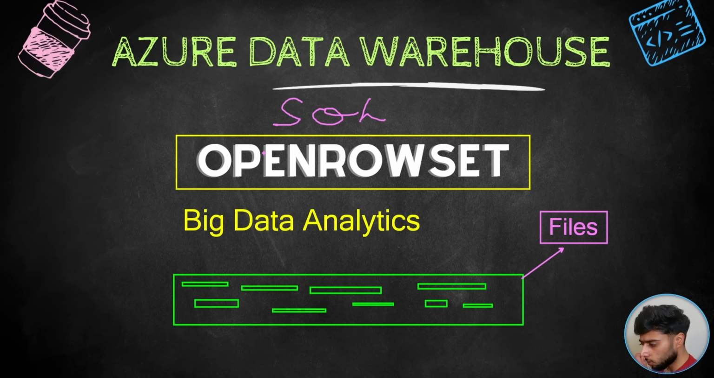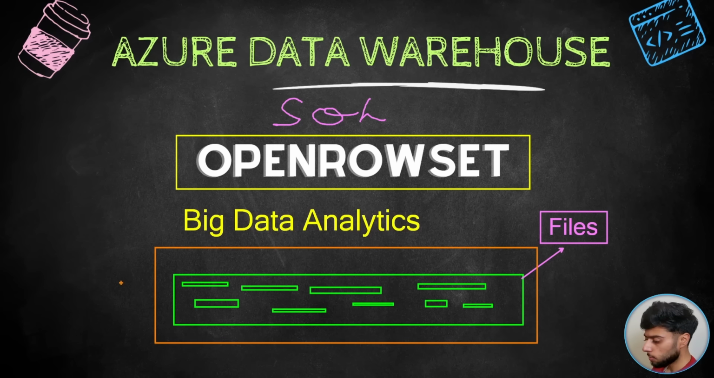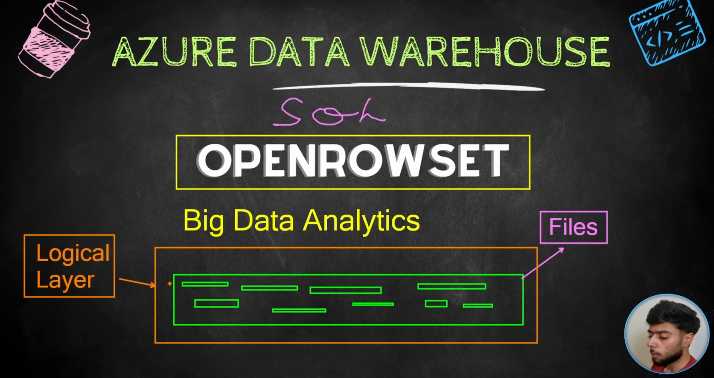What the OPENROWSET function will do is create a kind of logical layer on top of this data. Let's say this is your data. This will create a logical layer on top of it. Now you can query this data using SQL. So you do not need to worry that we have data in the form of files, or that we do not have a database, and so on. You do not need all those things.